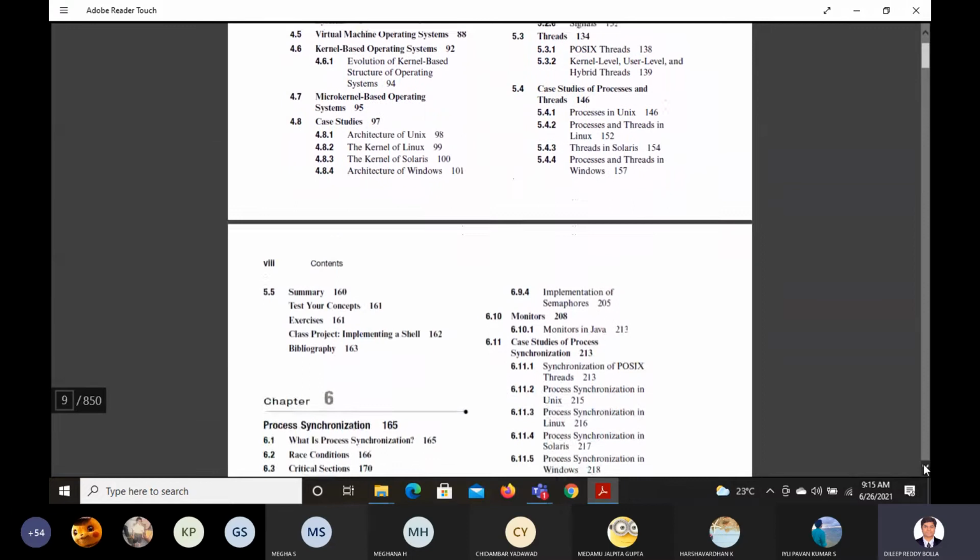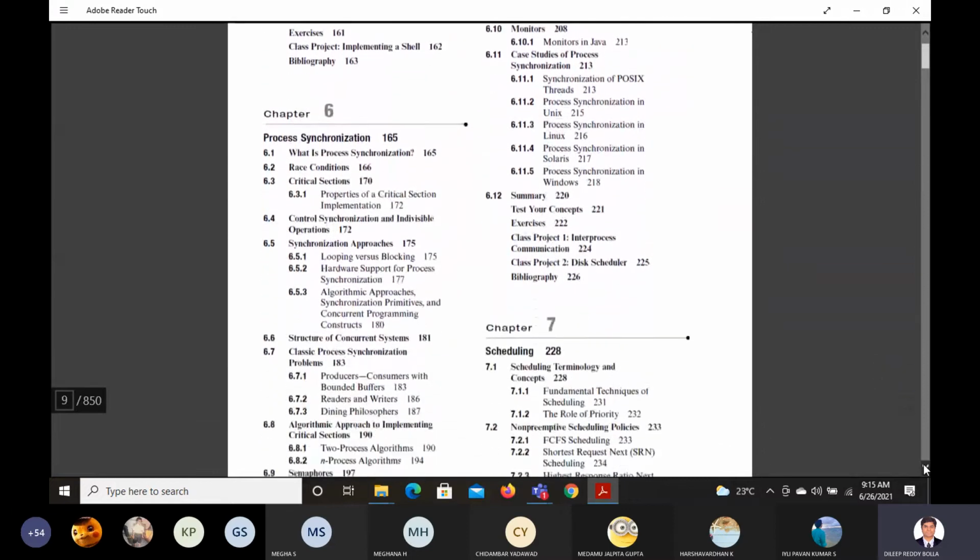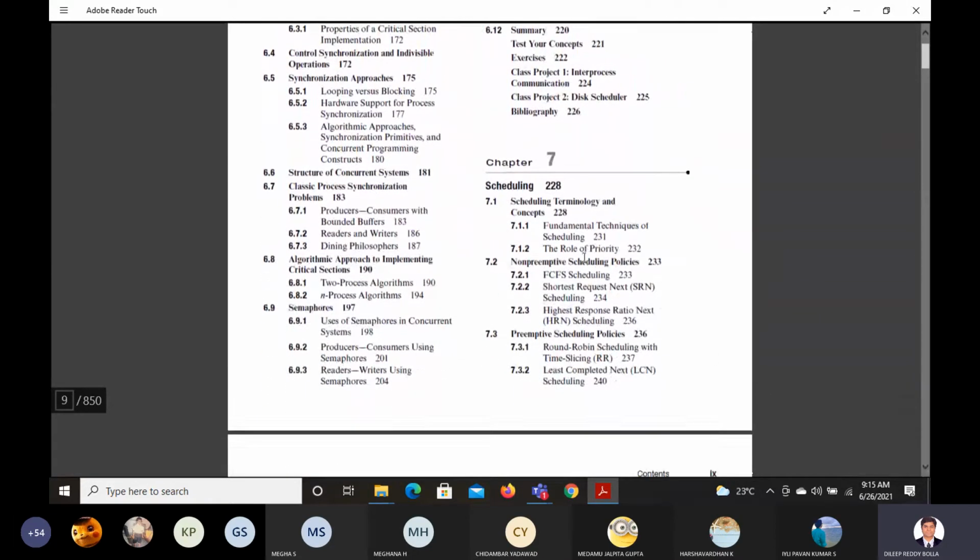So you can navigate to 7th chapter, because 7th chapter is talking about scheduling. This one, scheduling part is 7th chapter. In this you refer 7.3.1. So this fundamental concepts are not required. So directly you can go to 7.2. Okay, this 7.2.1 and 2.2, these two, FCFS and SRM, these two are required. It is not required this one, and round robin and LCN. So these two are required.